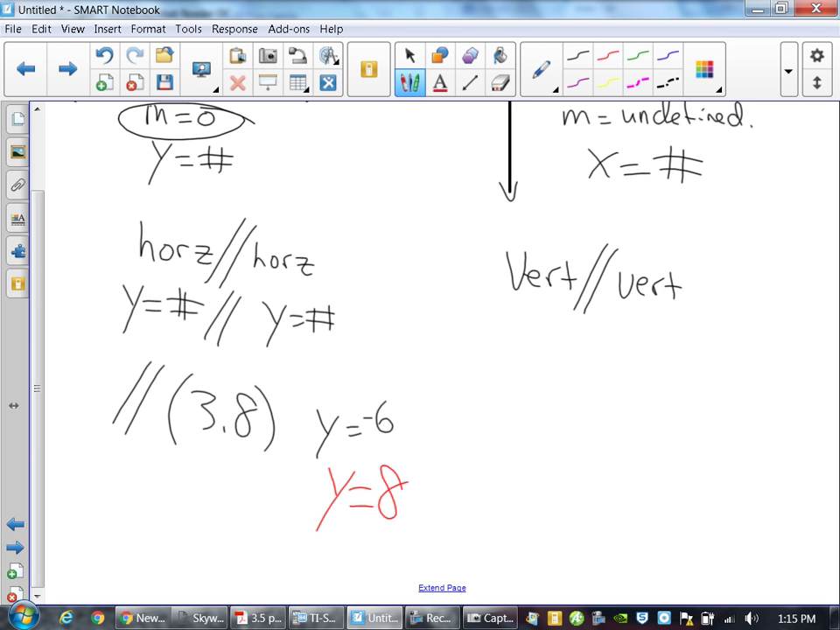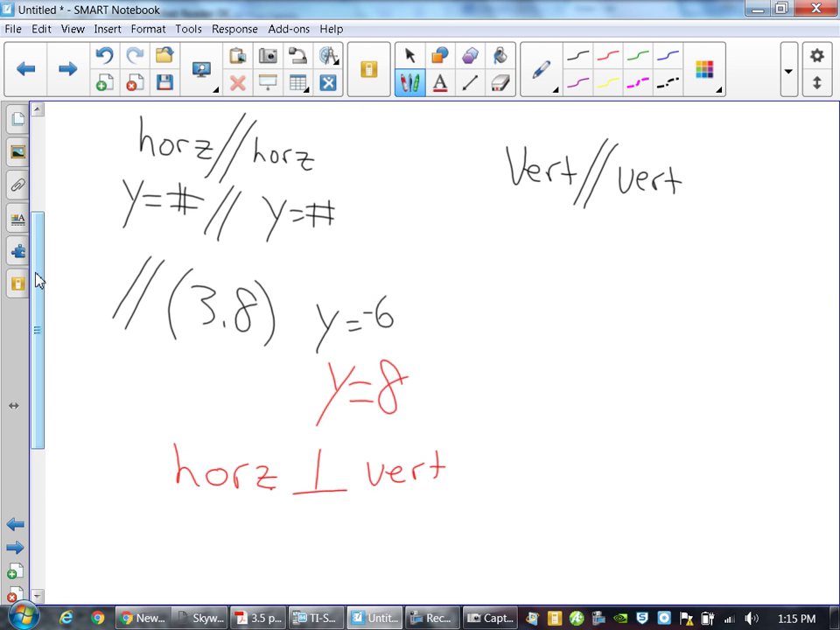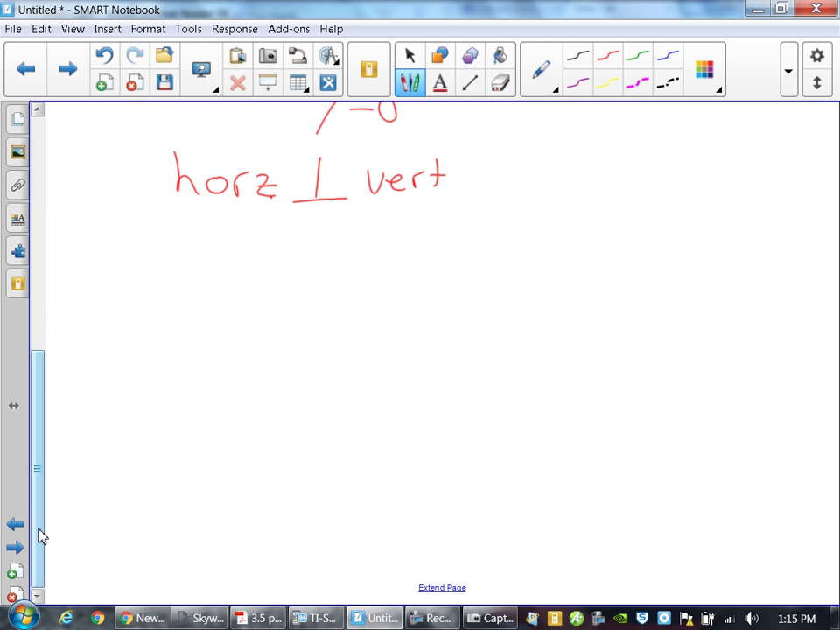But what really was weird, when you guys had this. Horizontal lines are always y equals something. Vertical lines are always x equals something. They're perpendicular to one another, and they always will be. So if you can at least remember that these are y equals and x equals, put them together, and this happens.